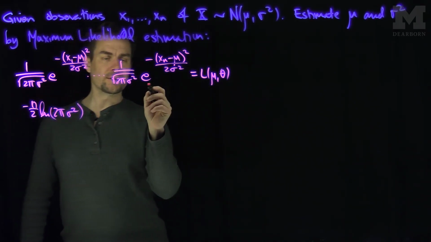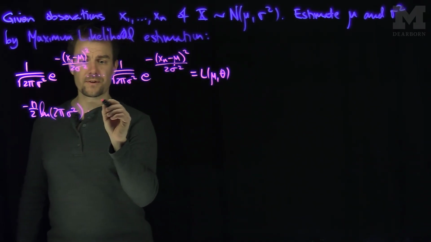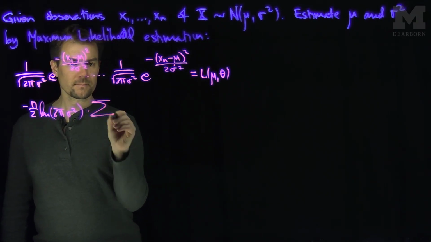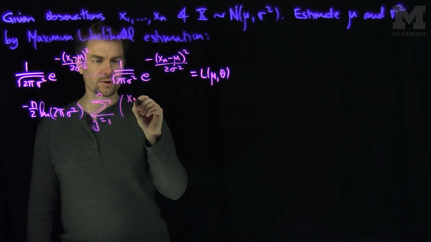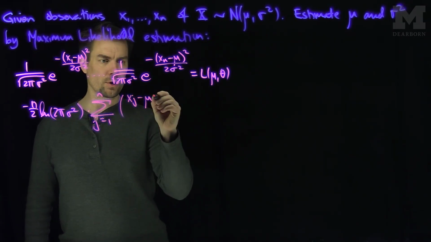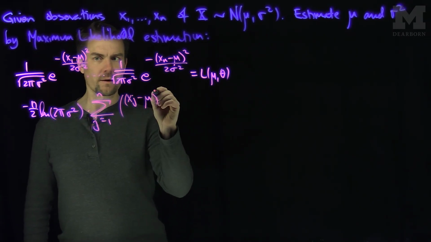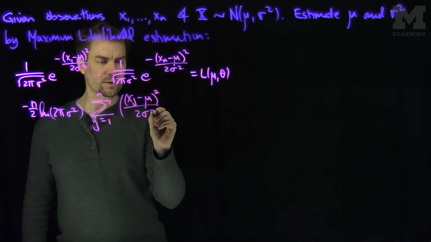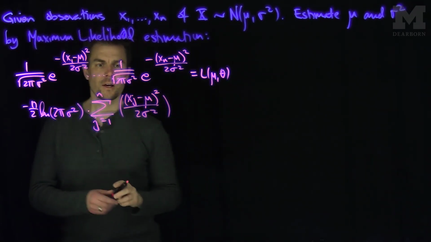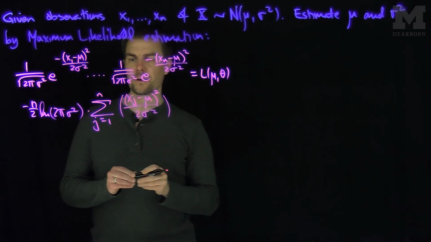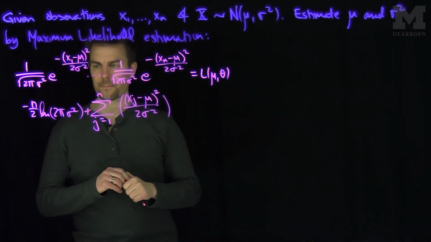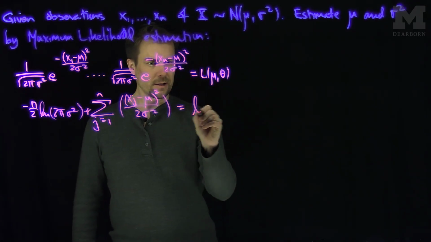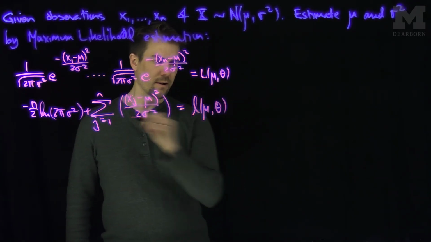Then when I log each of these exponentials, the exponential goes away, and I'm going to have the sum, j goes from 1 to n, of xj minus mu squared over 2 sigma squared. And that's plus, of course, because we're adding all these things together. So this is going to be my little l of mu and sigma squared.